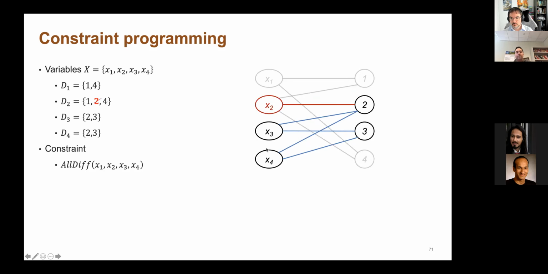And what you see is that X3 and X4 are a collection of two variables that have domain contained in a set of size that equals the number of variables there. And so no other variable can take a value in that set. And there's a lot of different propagation algorithms and consistency notions in constraint programming. And so you can remove this, do a search, and find a solution to your problem.